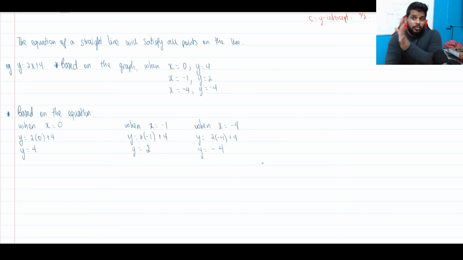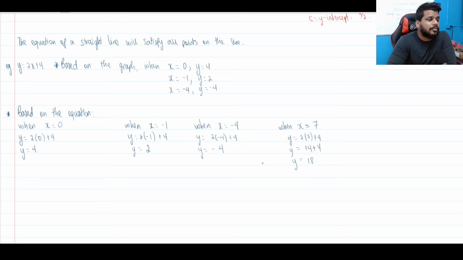Let me do one that we didn't read off as yet. You can pick any x value. But again, we could pick nice x values, right? When x is equal to, let me say, 7. When x is 7, y is equal to 2 multiplied by 7 plus 4. 7 twos are 14 plus 4. Y is 18. So based on the equation, when x is 7, y is 18.